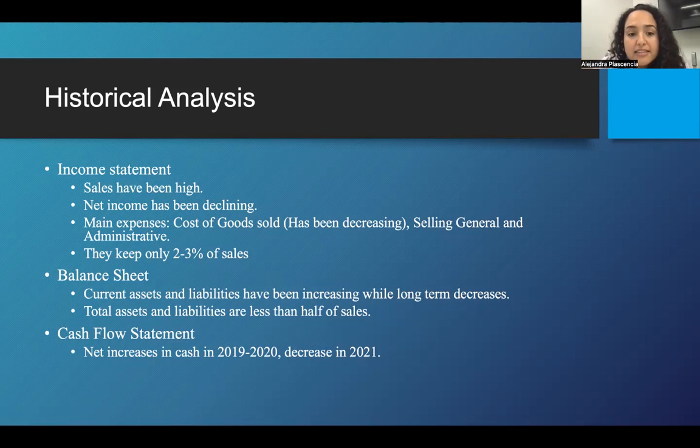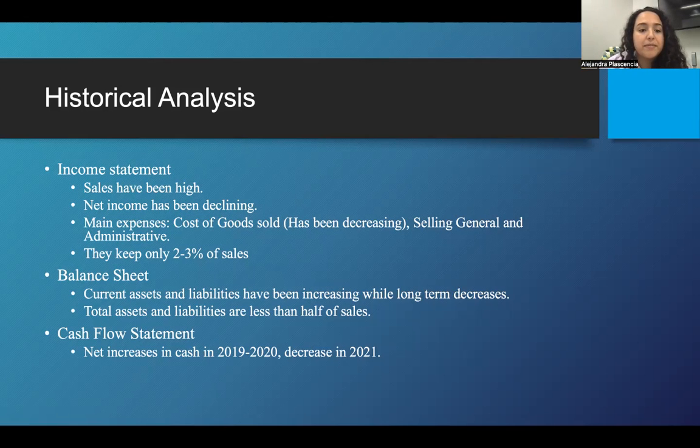Next, the total assets and liabilities are less than half of sales. Now, when I look at the balance sheets for other companies, a lot of the time, their total assets will be 100% of the sales for that year. The total liabilities will be like 110%. Of course, they'll be equal, but they'll be around 100%. But for Walmart, they've been less than half, around 40%. And I think this is a good thing because their net income is so low. So I think it's just relative to that.